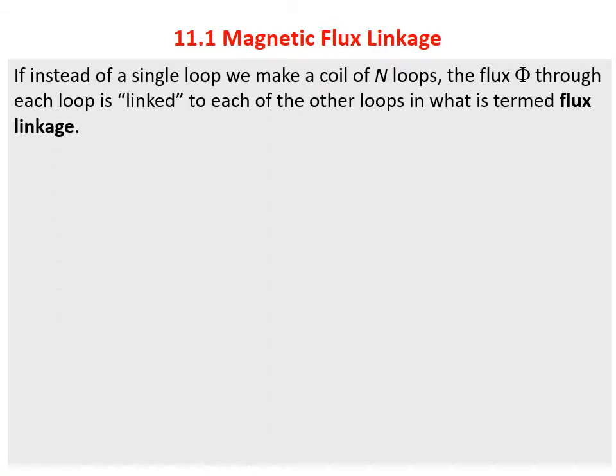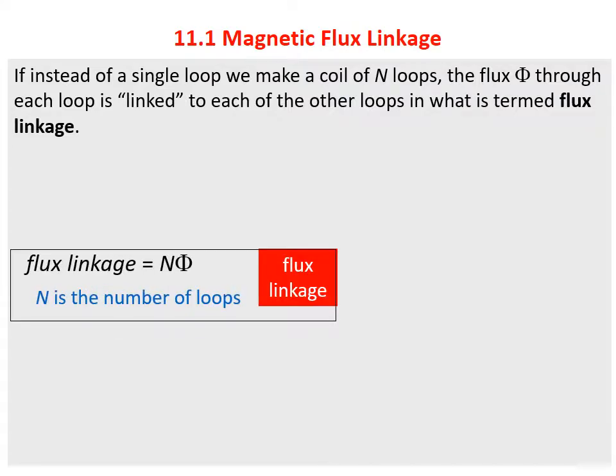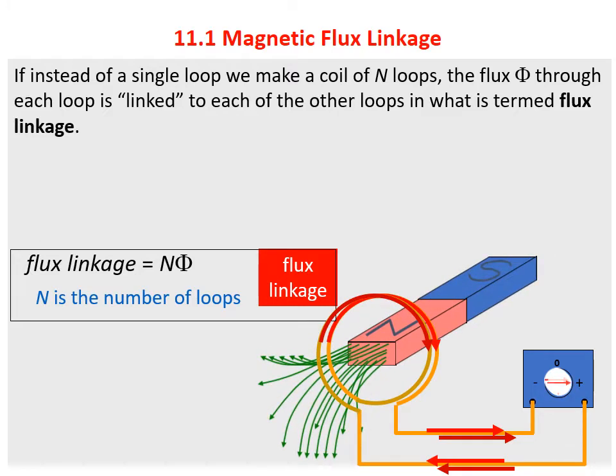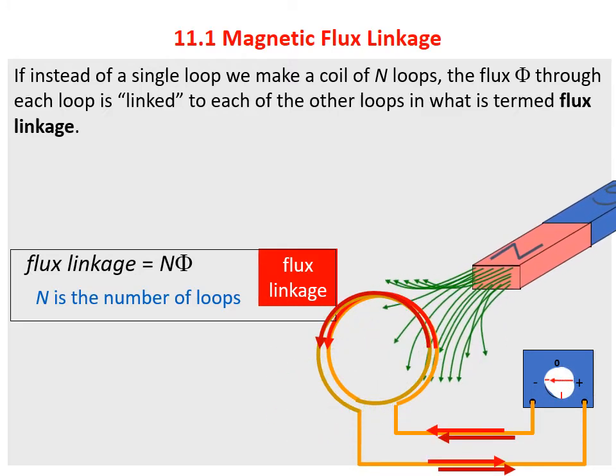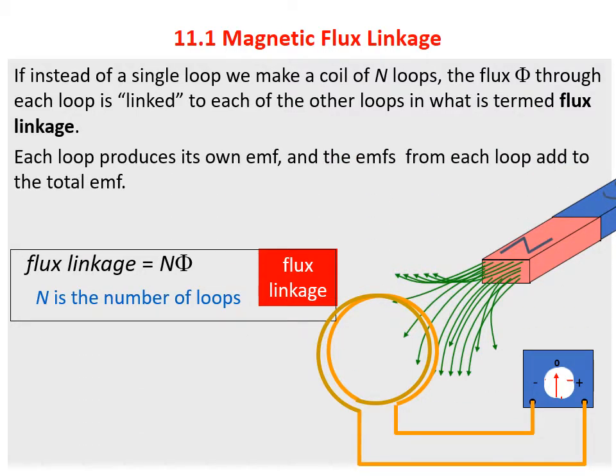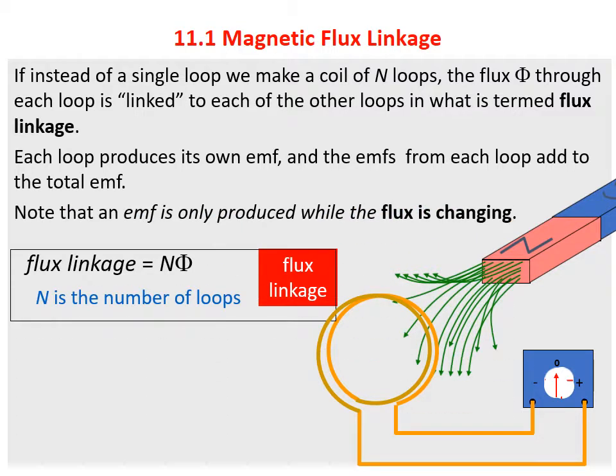If instead of a single loop we make a coil of N loops, the flux, capital phi, through each loop then gets linked to each of the other loops in what is termed flux linkage. So essentially the magnetic flux gets increased with increasing number of loops. So we can drive the magnetic field through the loop. What you get is a greater induced EMF. These EMFs just add together, again, creating a larger total sum.